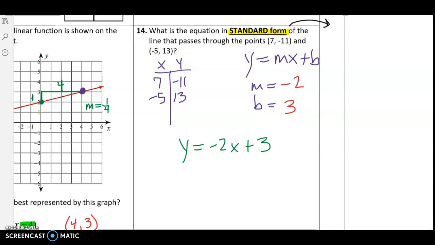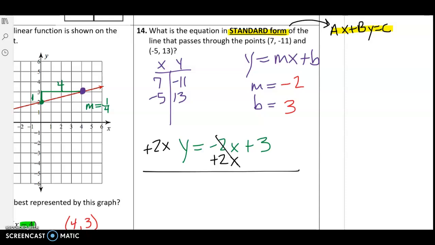Standard form is ax plus by equals c. So the x and the y have to be on the same side. Everything has to be whole numbers. Lucky us, this one already is. And the a value has to be positive, the first number. So let's move the x over. Let's start there. To get rid of a -2x, we add 2x. And then we have to add it to the other side as well. So what's left? A +2x, a +y, and then on the other side, just a +3.